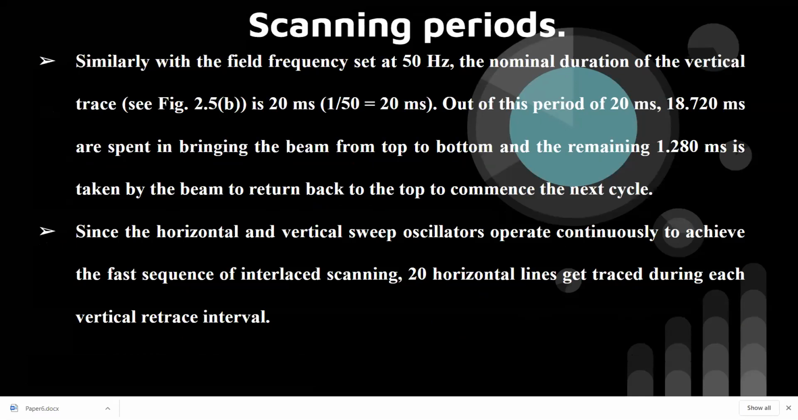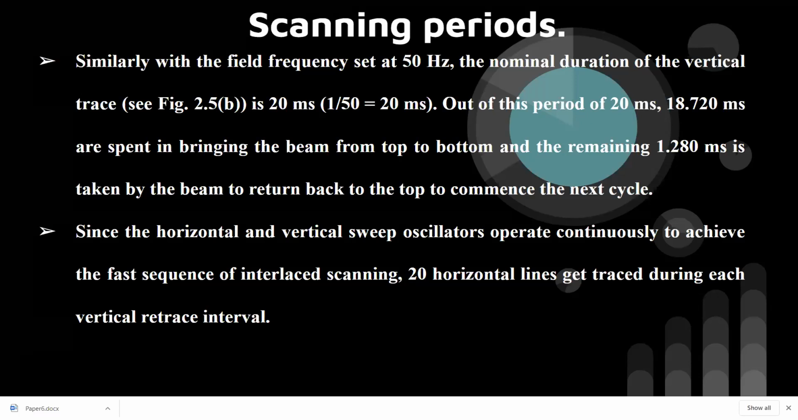Similarly, with the field frequency set to 50 Hz, the nominal duration of this vertical trace is approximately 1 divided by the frequency, so 1 by 50, which is 20 milliseconds. Out of this 20 milliseconds, what is our estimation? 18.720 is spent moving forward and 1.280 is spent moving backward. That is the conclusion drawn here.